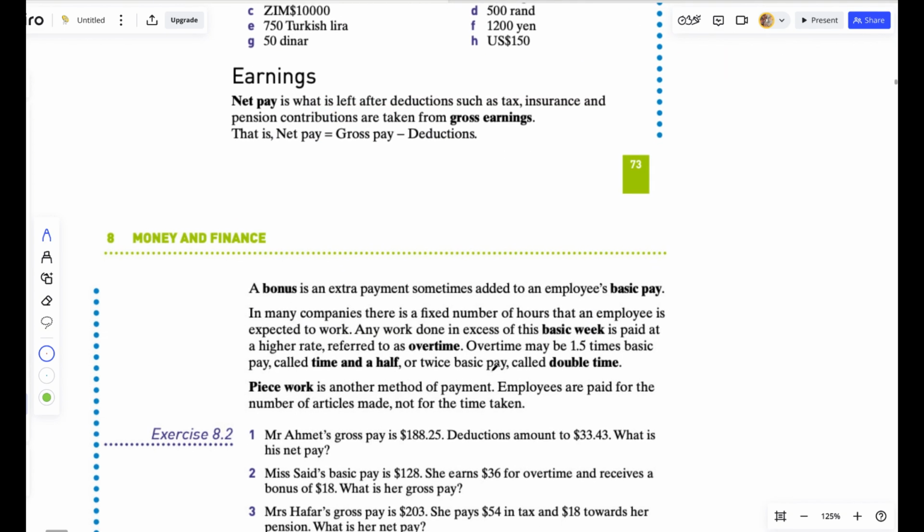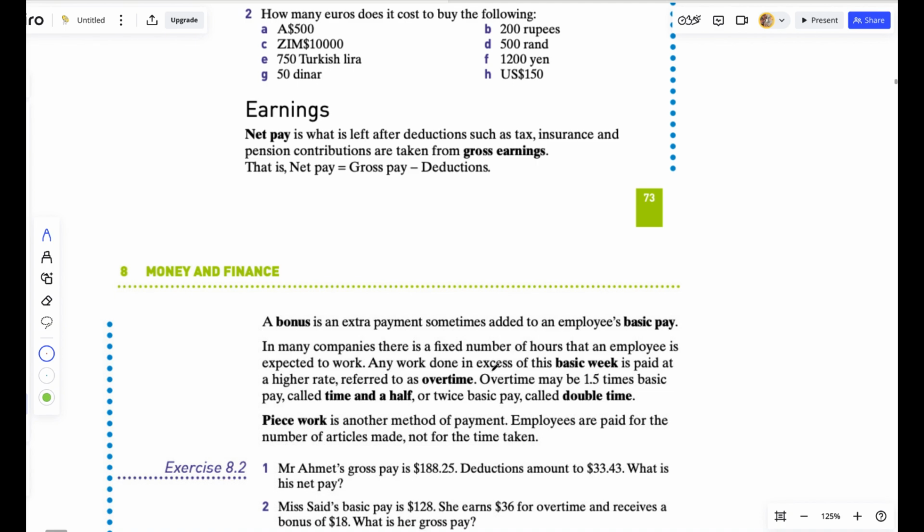Okay, now let's go to earnings. People work and they earn income, they earn salary, they earn wages, they earn bonuses and so forth. So what is earnings? Earnings is the net pay. Okay, we start from a net pay. What do you get? Net pay is what is left after all the deductions from your salaries.